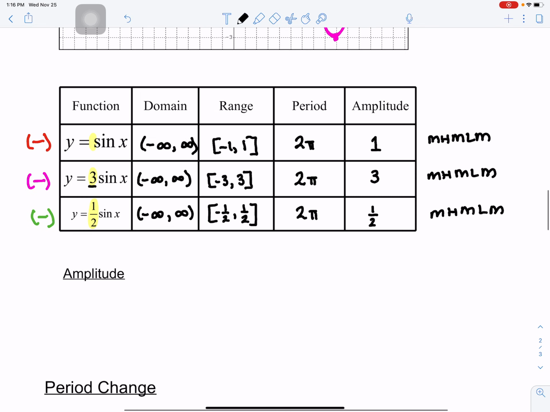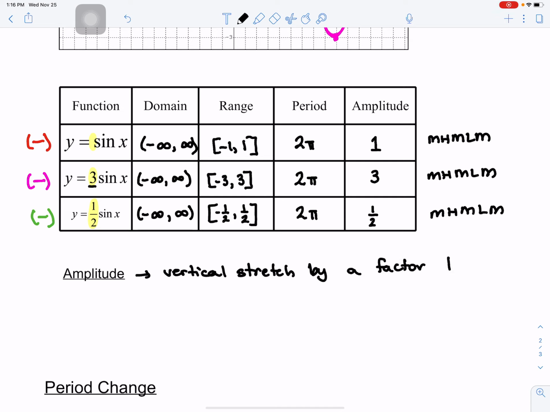So again, when you think of amplitude, you're thinking of the same thing as a vertical stretch by a factor of a, well, absolute value of a. And if the a is negative, we have a reflection in the x-axis. Now, if I have a reflection in the x-axis, my pattern is just going to reverse. Middle, low, middle, high, middle.